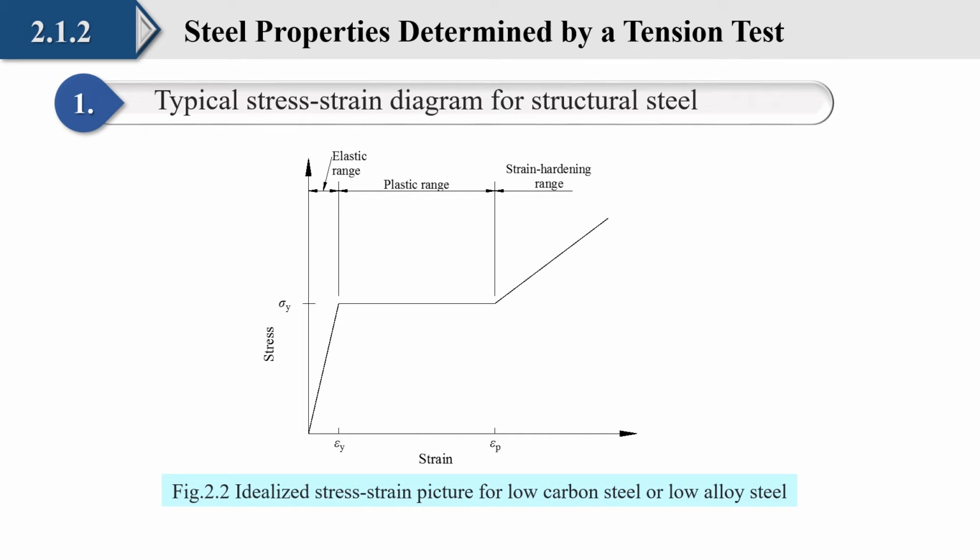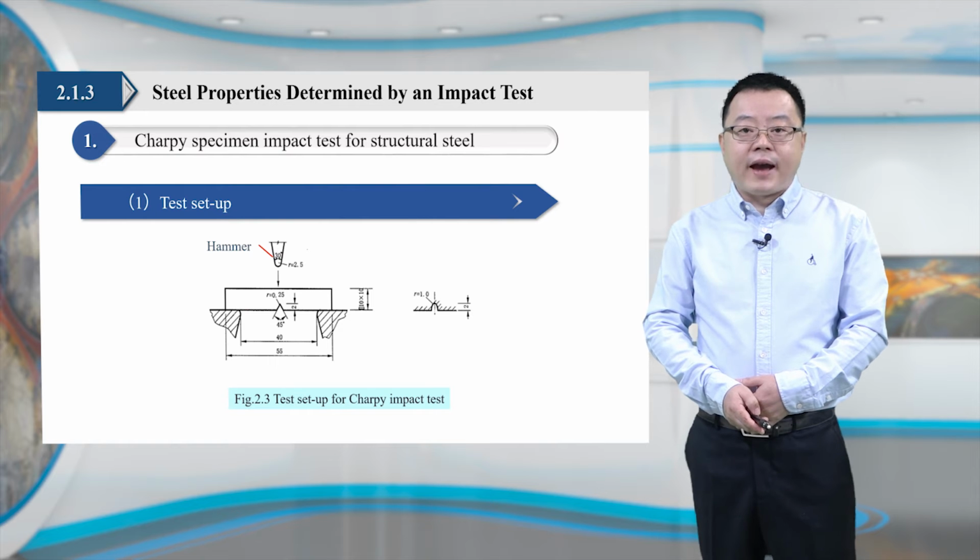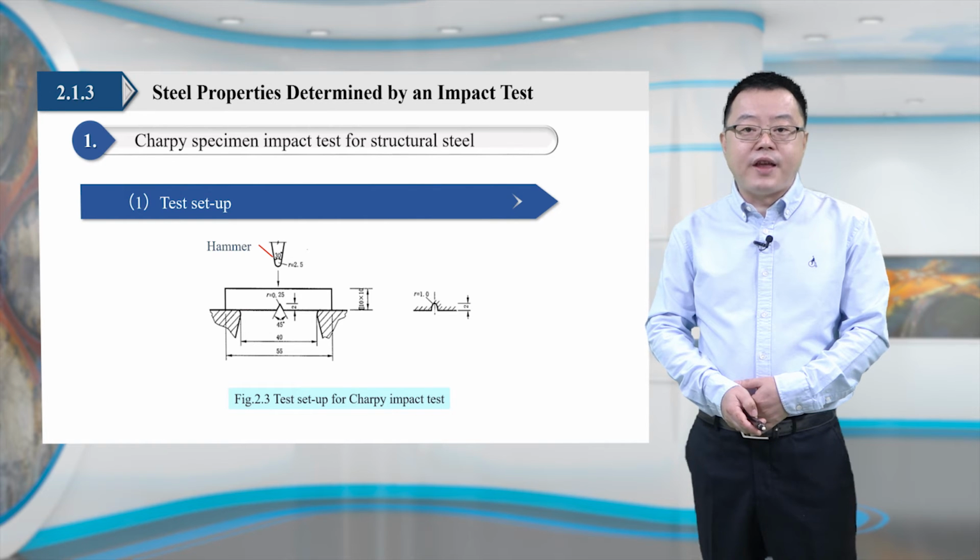Figure 2.2 is the idealized model of Figure 2.1 used to control engineering design. In China, generally, only the first 2 stages are taken, and the material is assumed to be an ideal elastic plastic body. To reveal the toughness of the material, we use the Charpy impact test shown in Figure 2.3.